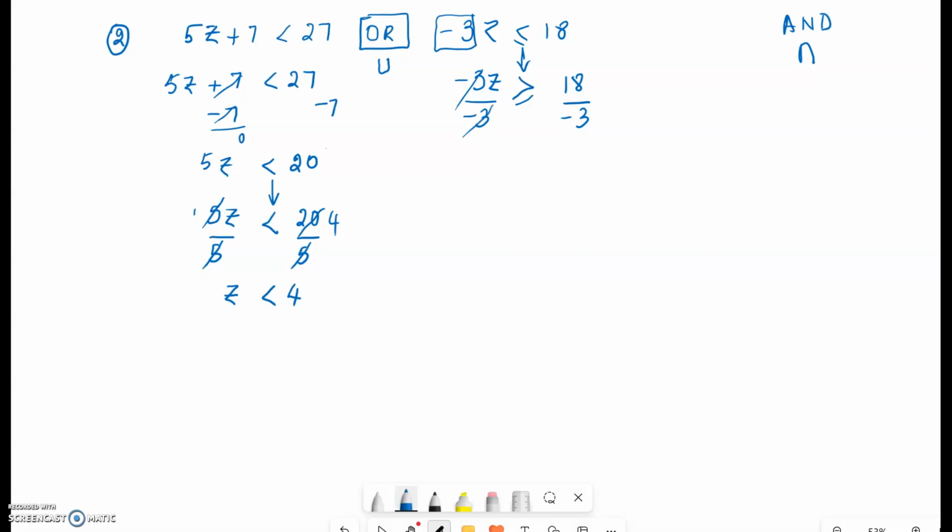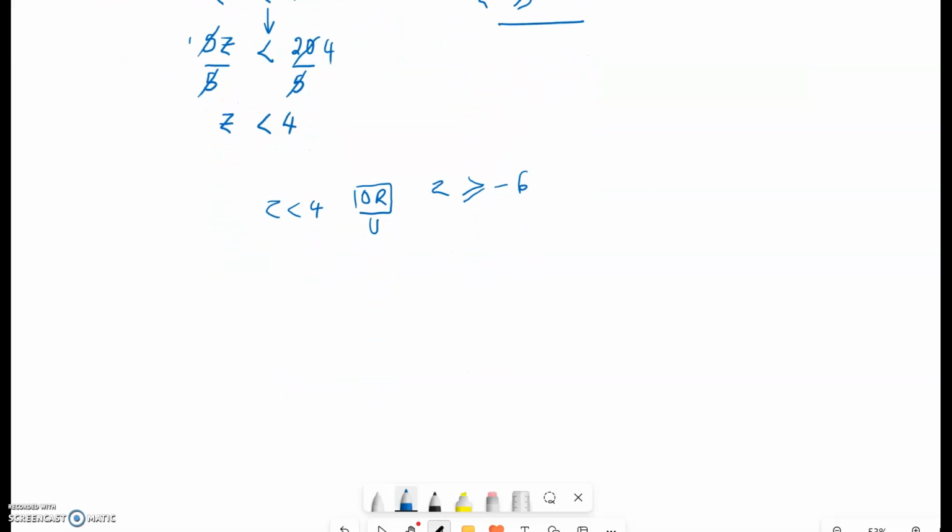So we cancel the -3's, that gives us a 1. -3 over -3 is a 1. 1 times z is a z, greater than or equal to -6. So now we have z less than 4, union. The word or goes with union. Z greater than or equal to -6.